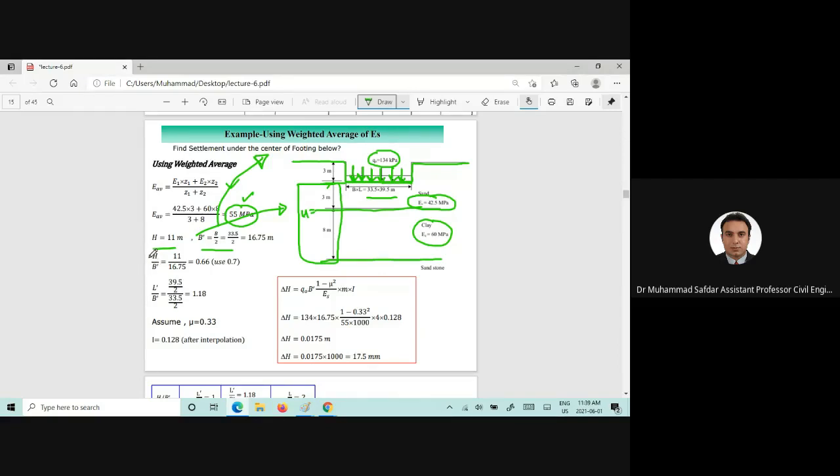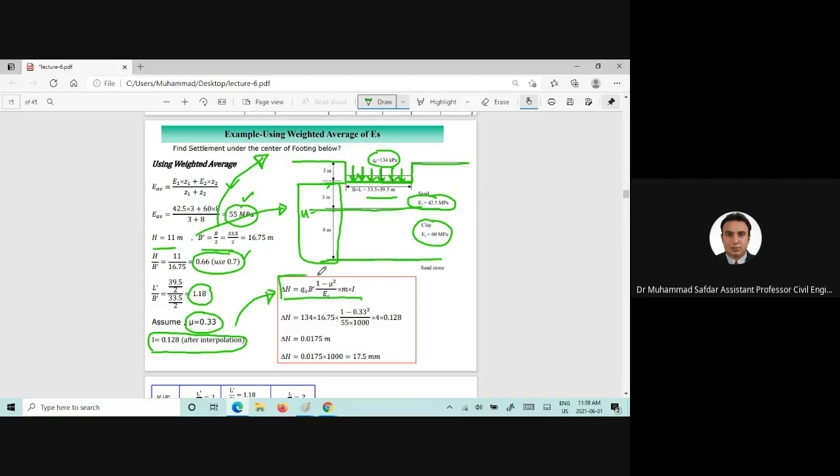Now we will also find out the h by b prime, which is 0.66, which is close to 0.7, and L prime divided by B prime, which would be 1.18. We can assume the Poisson ratio 0.33, and we can find out the I factor using the linear interpolation, which I will explain in a few minutes. So once we get all these values, we can simply plug in those values in this equation.